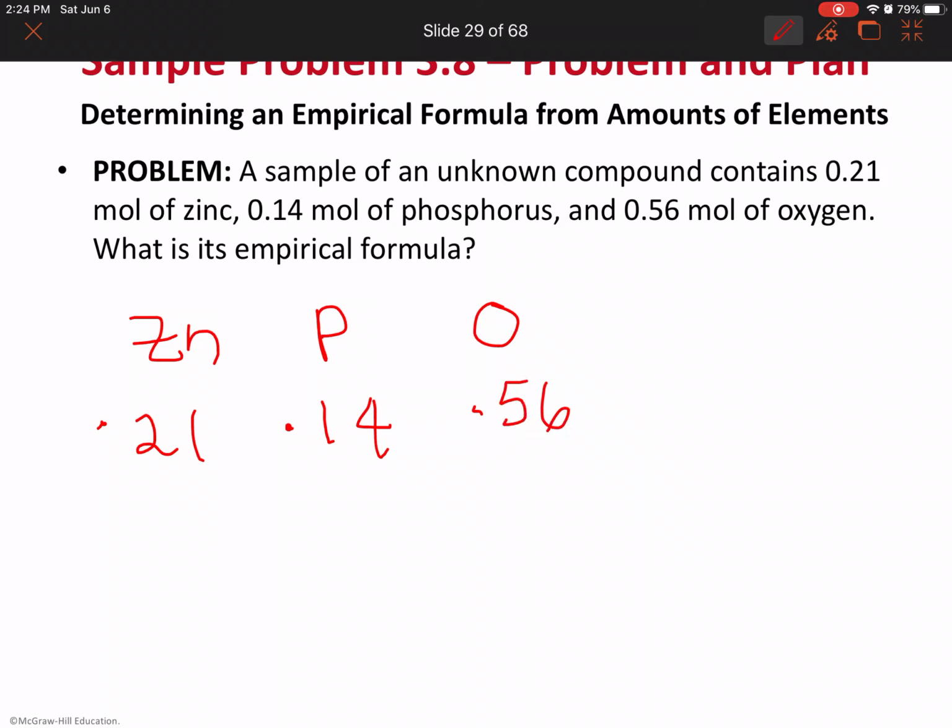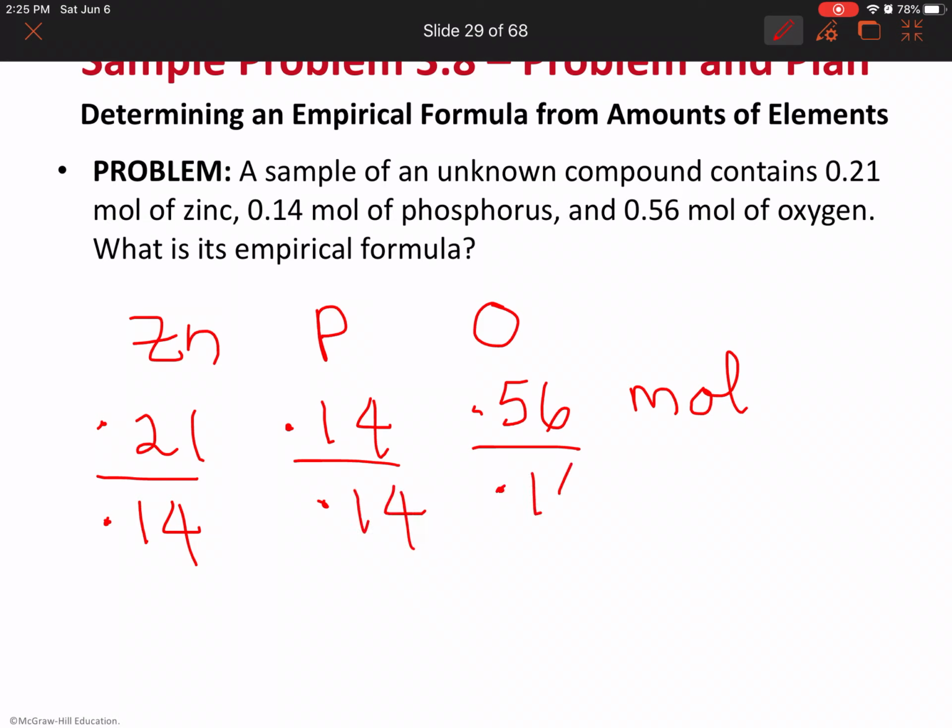So these are moles, and in order to make them whole numbers, we're going to divide all of these by the smallest number. So what's the smallest number we have here? 0.56? No. 0.21? No. That's 0.14, right? So we're going to divide all of these by 0.14. So zinc is going to be 1, that's guaranteed, right?